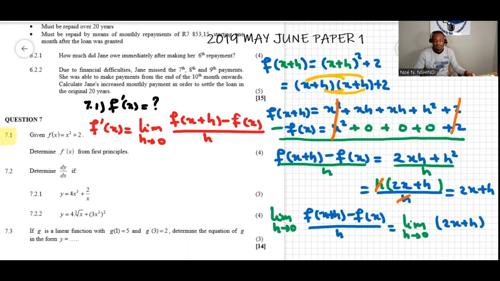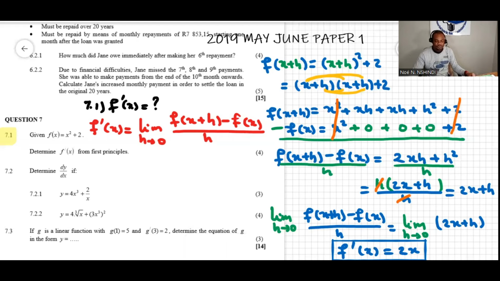Now, when h approaches 0, it means we're going to substitute h by 0. Wherever we see h, we substitute h by 0. So if I sub in h by 0, I don't need to write the limit anymore. So the answer is just 2x. This means f prime of x equals 2x. That's the derivative from the first principle. Now, that was question 7.1.